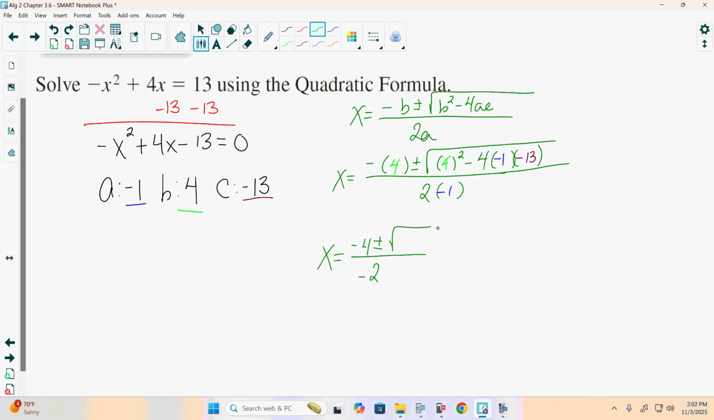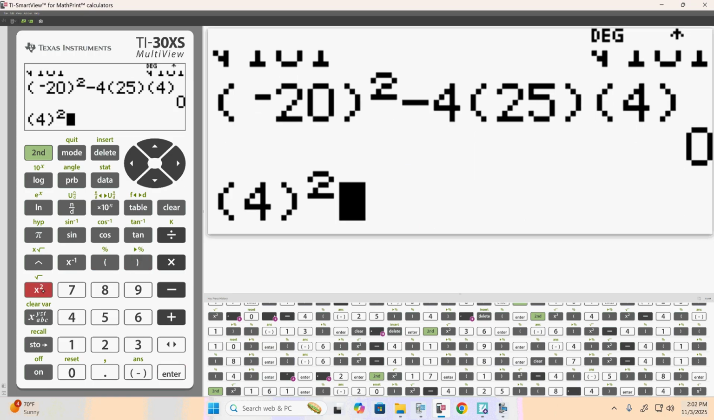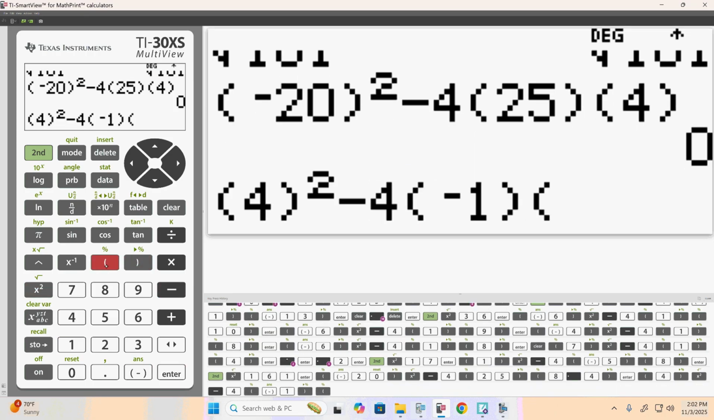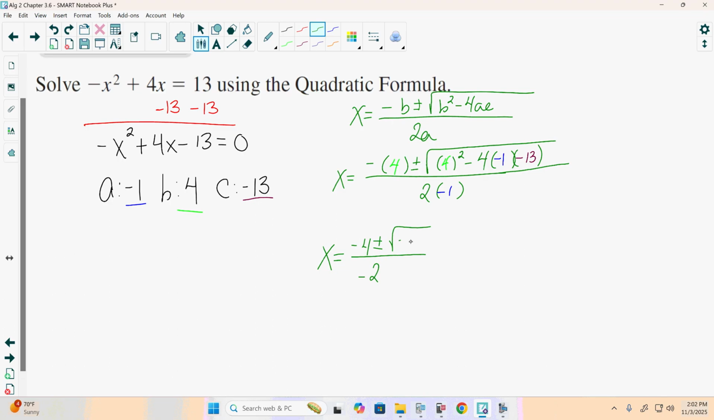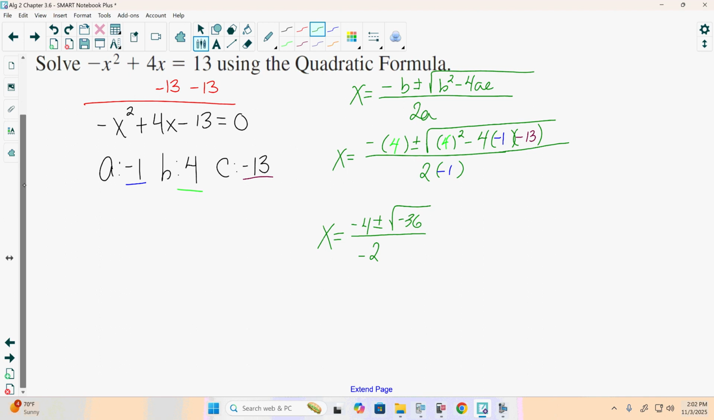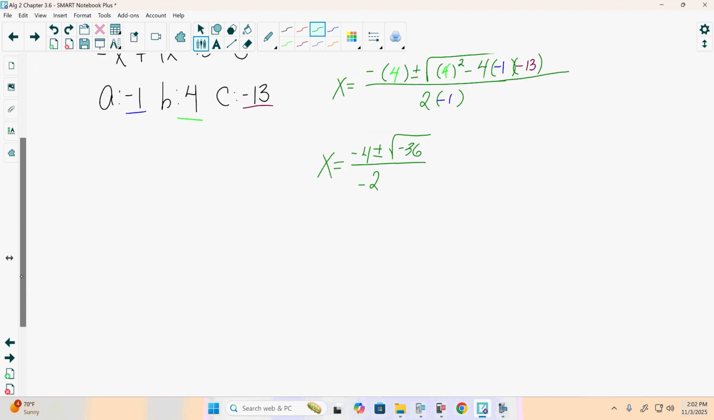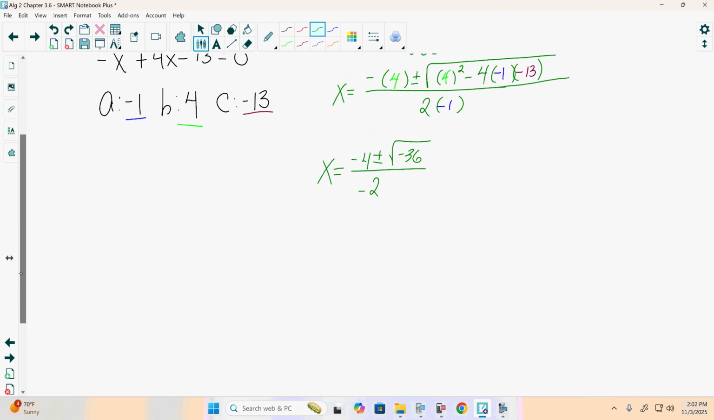Now we do need to simplify our 4 squared minus 4 times -1 times -13, which is -36. Now at this point, we do need to see if we can simplify the square root of -36. Now we won't take the square root of -36 because it will not simplify a negative inside of a radical.